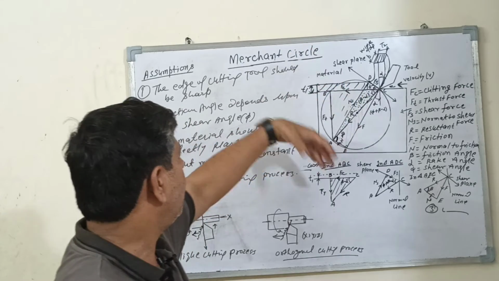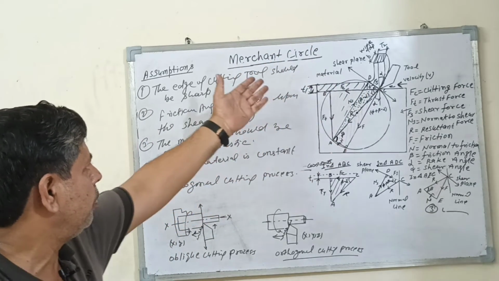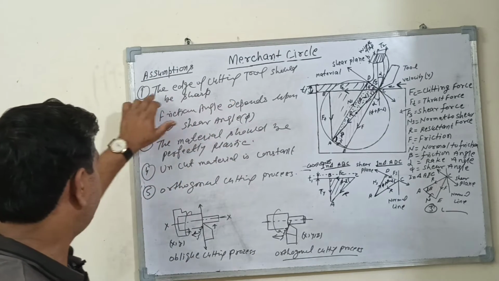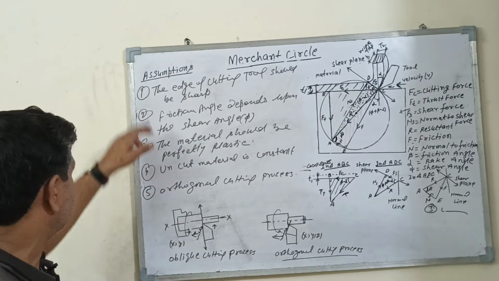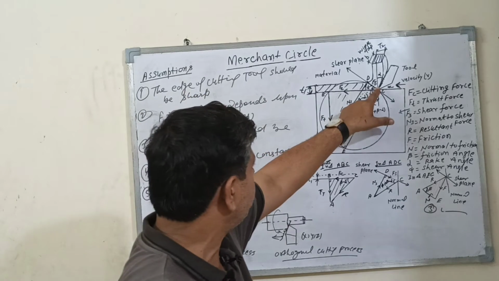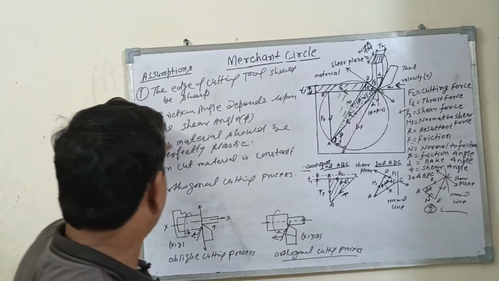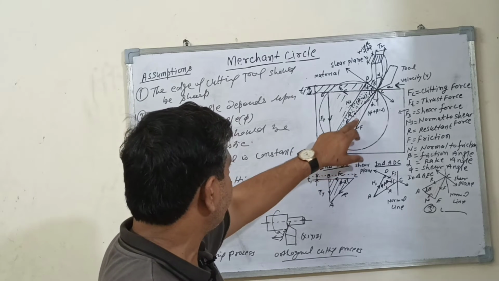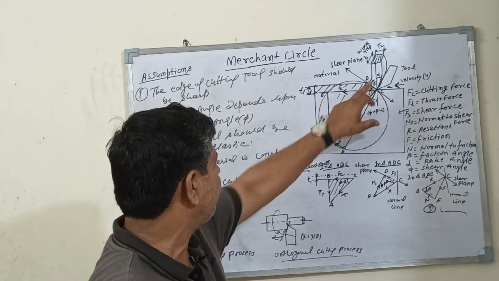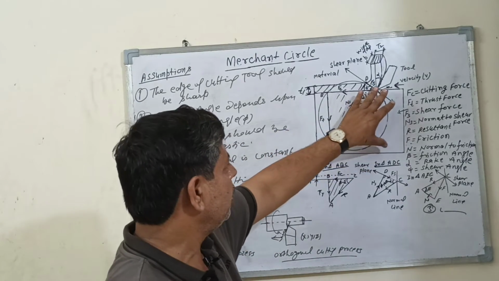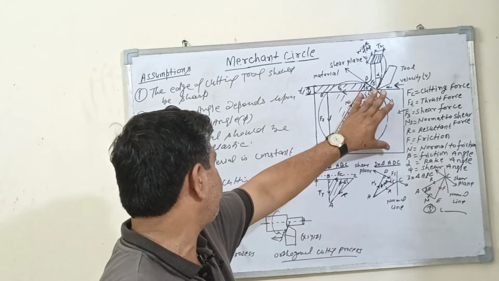Before drawing the merchant circle, some assumptions are taken. These are the assumptions. Number one, the edge of the cutting tool should be sharp. Number two, the friction depends upon the shearing angle phi. Number three, the material should be perfectly ductile, perfectly plastic.